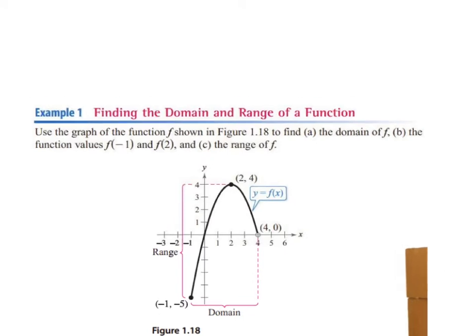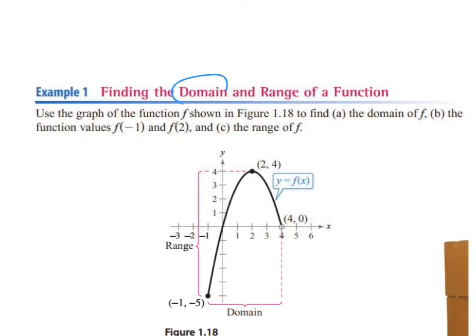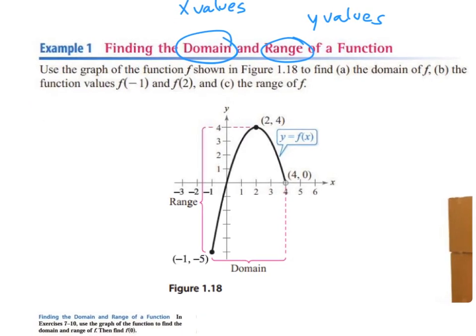So 1.3, just like 1.1 and 1.2, it's kind of a review of things that you have done before. We start off with the domain and range of a function. The domain is going to be our x values, and the range is our y values. To find the domain, we're going to go from left to right. And to find the range, we go up and down.